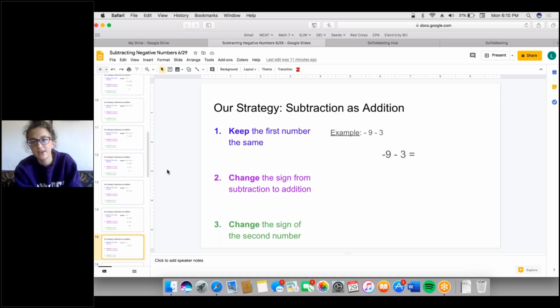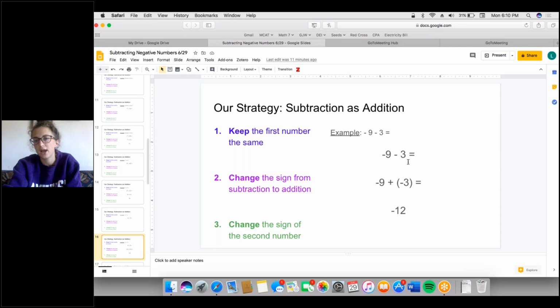And again, we'll see I have -9 minus 3. It's subtraction, so I can use keep, change. The first number stays the same as negative. I change the sign from subtraction to addition, and I change the sign of the second number from 3 to -3.